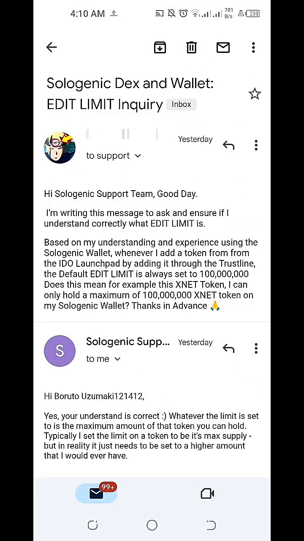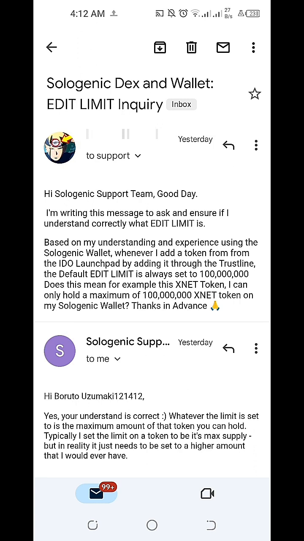Okay, so I simply wrote the same message when I sent them the email. I didn't receive a response from my direct message from Twitter. Now, the good thing is that they really replied in about 24 hours only when I sent them my email, okay? So, based on the information you can see here, their answer, yes, you understand it correctly. Whatever the limit is set to, it's the maximum amount of that token you can hold, okay? So, for example, XNet, the edit limit is only 100 million. Therefore, I can only hold a maximum amount of 100 million XNet token on my Sologenic Dex and wallet, okay?